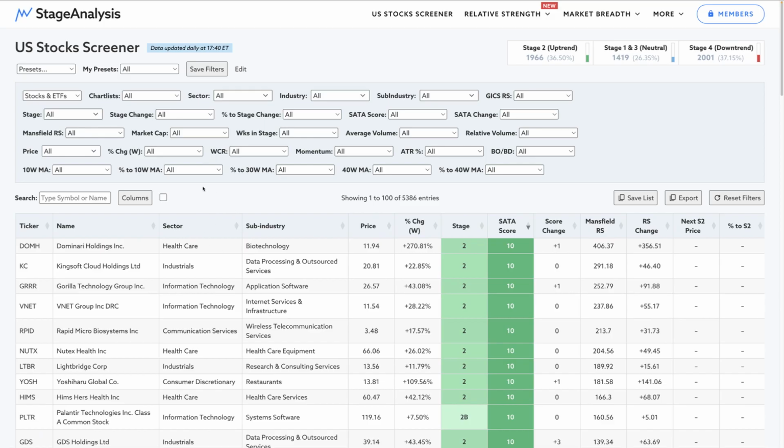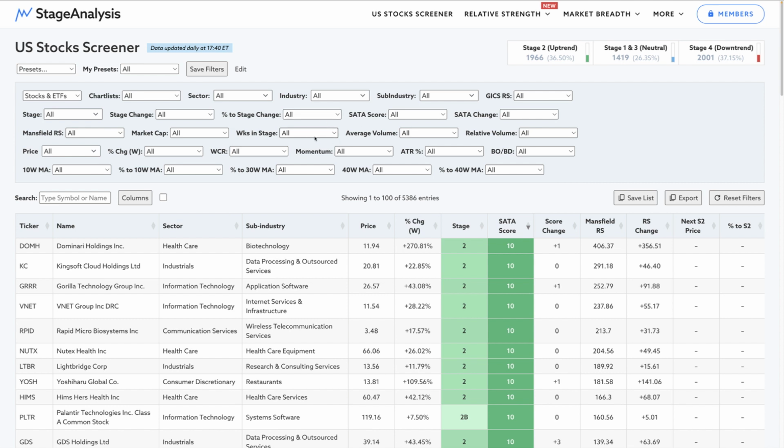So basically today I added the weeks in stage filter. I've added the percent change by week, which is this column here. So just undo that. I've added the percent to the 10-week moving average, so it's the distance above and below the 10-week moving average, and the same with the 30-week moving average and the distance to the 40-week moving average. So we can use all sorts of combinations with the distances from the various moving averages in order to tighten up what we're looking for. So I think there's some really good additional quality filters.